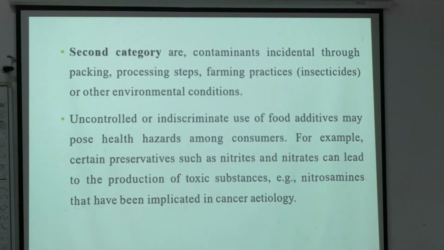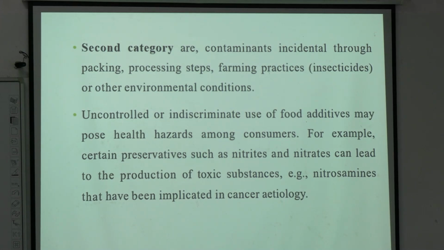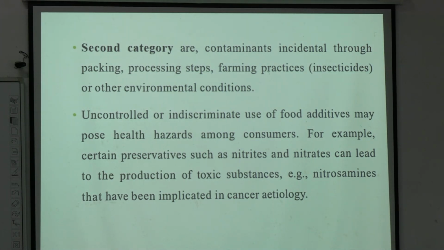The second category is contaminants through processing, packing, farming practice, etc. Everything is packed, but there is some contamination; some pesticides or other things have come in. That is an unintended food additive, meaning the manufacturer or producer never intended it, but it has landed up. The problem is that uncontrolled use may pose health hazards, and certain preservatives like nitrates and nitrites can lead to production of toxic substances like nitrosamines, which have been implicated in cancer etiology.